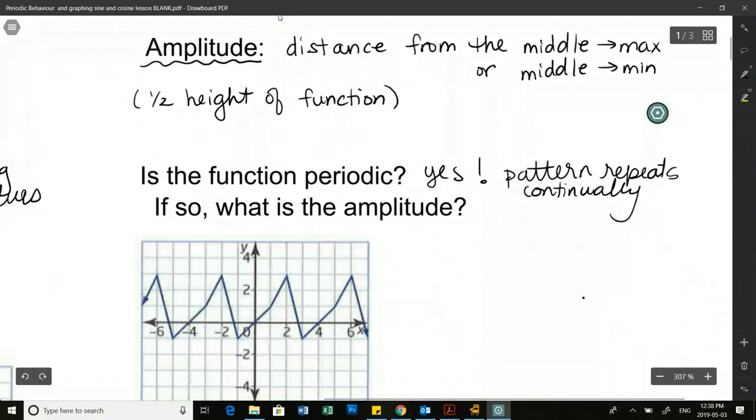Okay, there is a way that we can calculate amplitude. There's a little formula. Do you guys use this in physics? No? Okay. So you're working on it right now? Okay. So it's max minus min divided by 2.